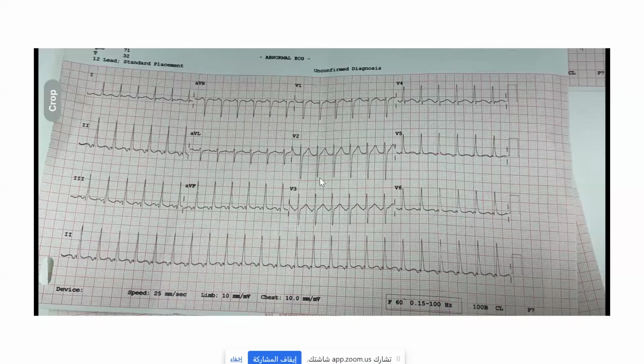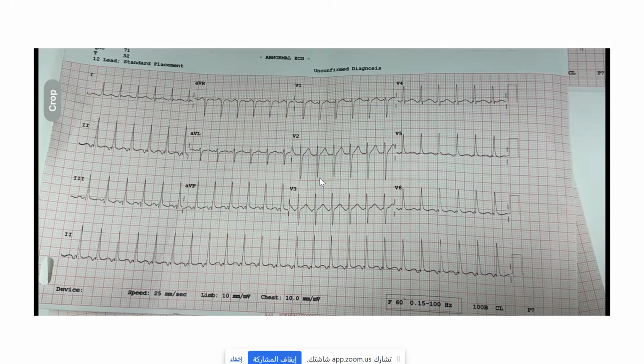This is a 12-lead ECG, Dr. Salma. Is it tachycardic or non-tachycardic? Yes, there is tachycardia. So this is a 12-lead ECG with narrow complex tachycardia. And the other thing to see is the relationship between the P wave and the QRS complex.